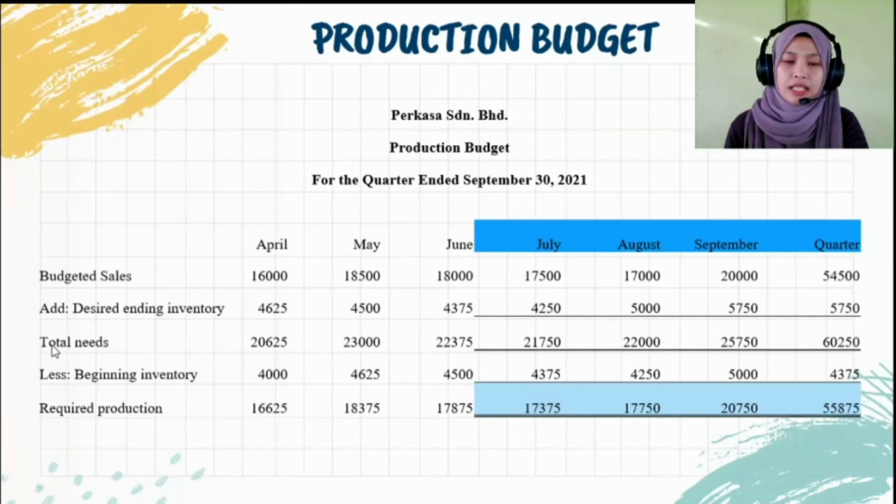The total needs is determined by adding budgeted sales with desired ending inventory. However, to get the beginning inventory for July, we calculate first the desired ending inventory for June. From the standpoint of the entire quarter, the desired ending inventory, which the company assumed to be 5,750 units, is the same as the desired ending inventory for September. And similarly, the beginning inventory of the quarter, 4,375 units, is the same as the beginning inventory for July.